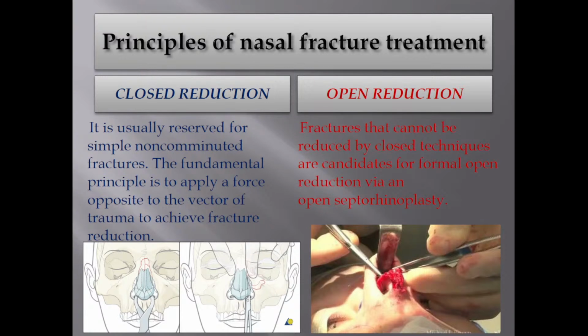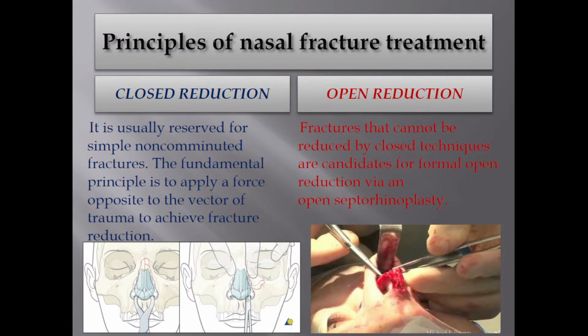The fundamental principle is to apply a force opposite to the vector of trauma to achieve fracture reduction. Under local anesthesia, depressed segments of the nasal bone can be reduced using an elevator. Alternatively, Walsham's forceps can be inserted into the nasal cavity and rotated laterally to reduce the fracture of the bone. All nasal bone reductions should bear a dorsal splint for 7 days. Not only does it help hold the bone in place, but it reminds the patient and others around them to be careful, as the bone can quite easily displace again.